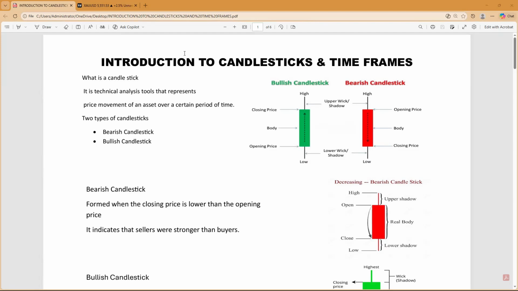If you are a total beginner or someone who's been struggling, or maybe you are an advanced trader and you want to understand more about candlesticks, this video is for you. So let's get started without wasting much time.